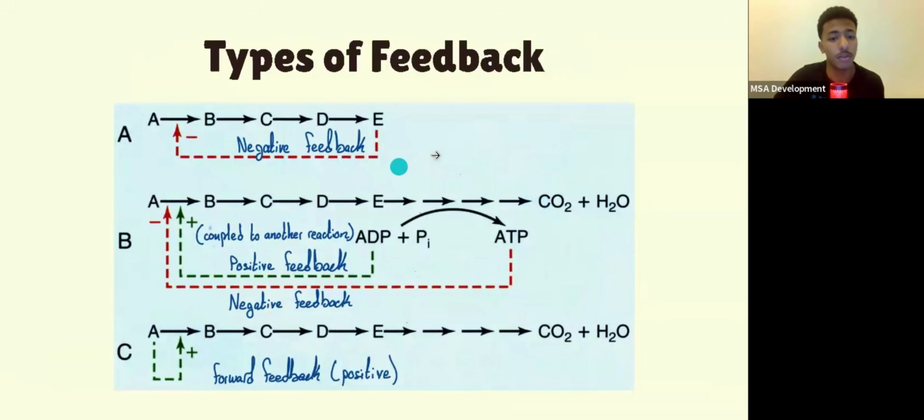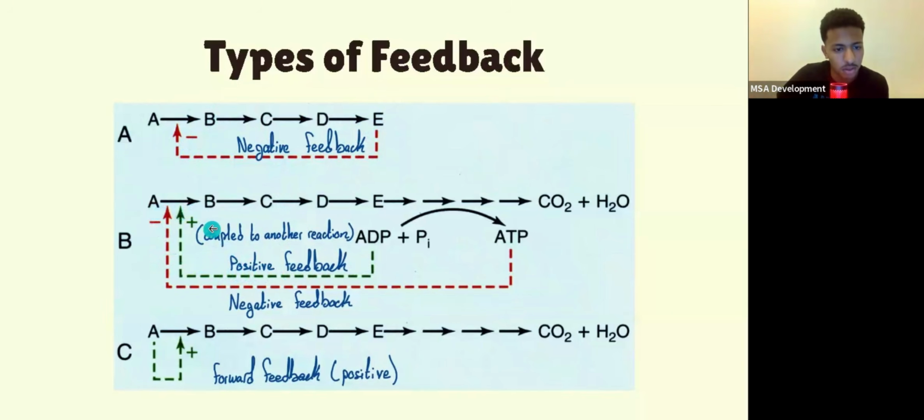And then there's a couple different types of feedback, which you should know. The first one is negative feedback or positive feedback. This is basically when a product of a reaction comes back and tries to slow down the reaction. This is going to be negative feedback, okay? Positive feedback would be if it goes back and it makes a reaction faster. Now, if we take this negative or positive feedback and we couple it to another reaction, it's going to give us a different type of feedback. So let's look at this.